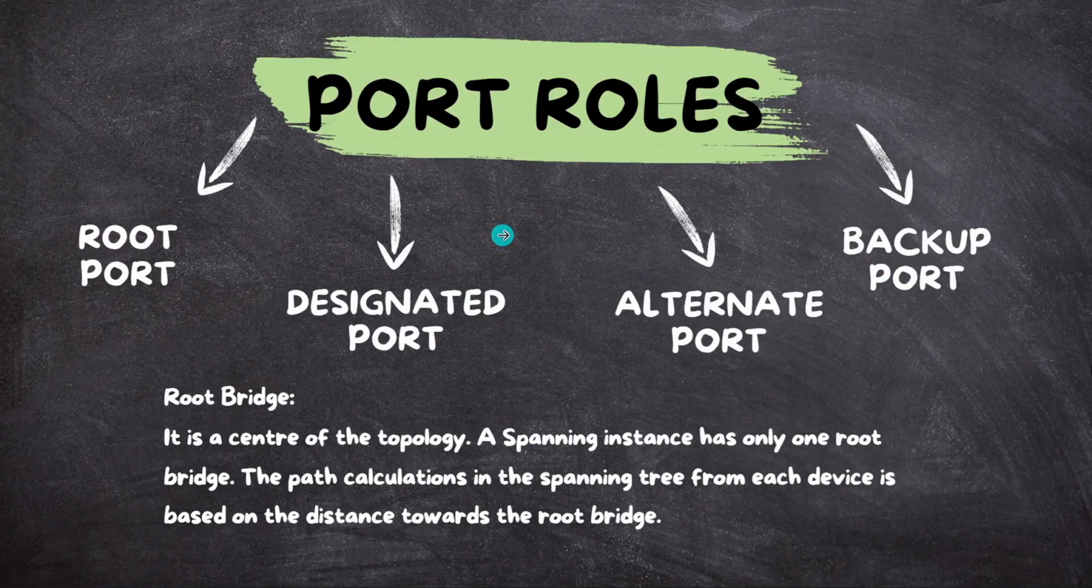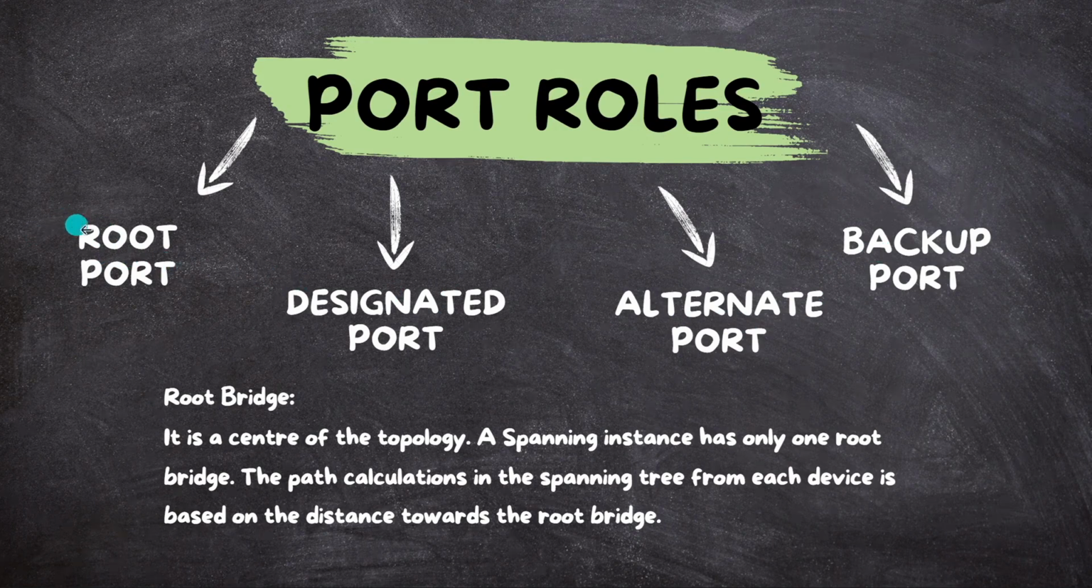Now let us discuss the port roles in the spanning tree protocol. Whenever there is a spanning tree in the switch network, you might know what a port is. A switch contains multiple ports, right? Most switches in the data center are modular switches, so they have lots of ports. But a normal switch might have, let's say, 24 ports. Each and every port has a role assigned to it: root port, designated port, alternate port, and backup port.